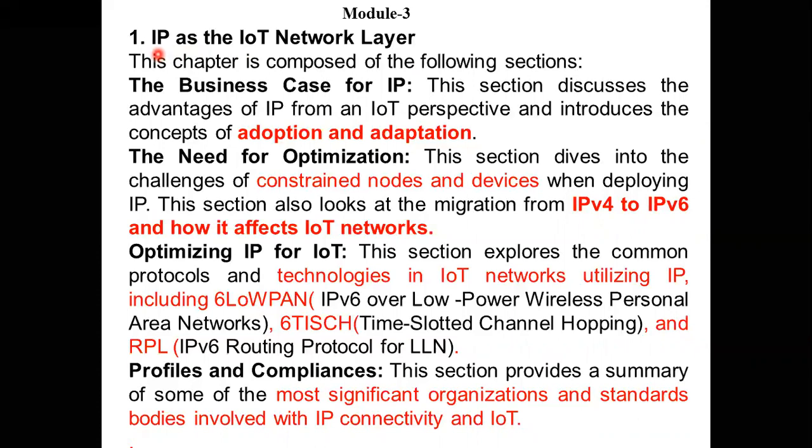Already you know, IP is Internet Protocol, a very important protocol in the network layer. In this module, there are two chapters in the textbook by David Hanes. In the first chapter, we have four topics. The first topic is the business case for IP. The second topic is the need for optimization. The third topic is optimizing IP for Internet of Things. And the fourth topic is profiles and compliances.